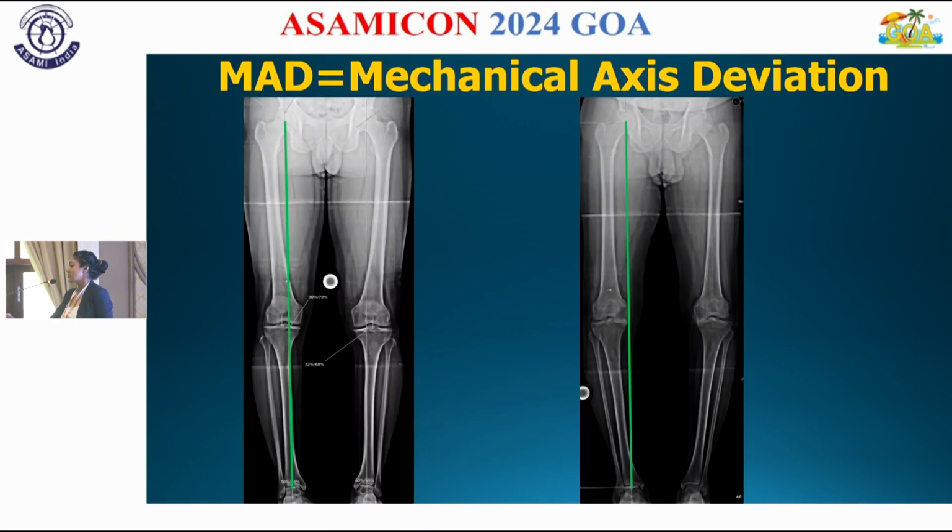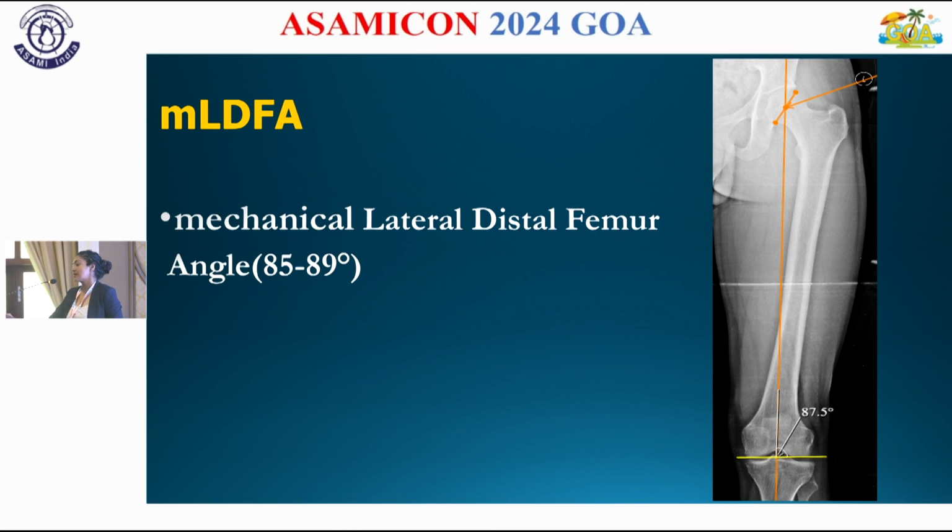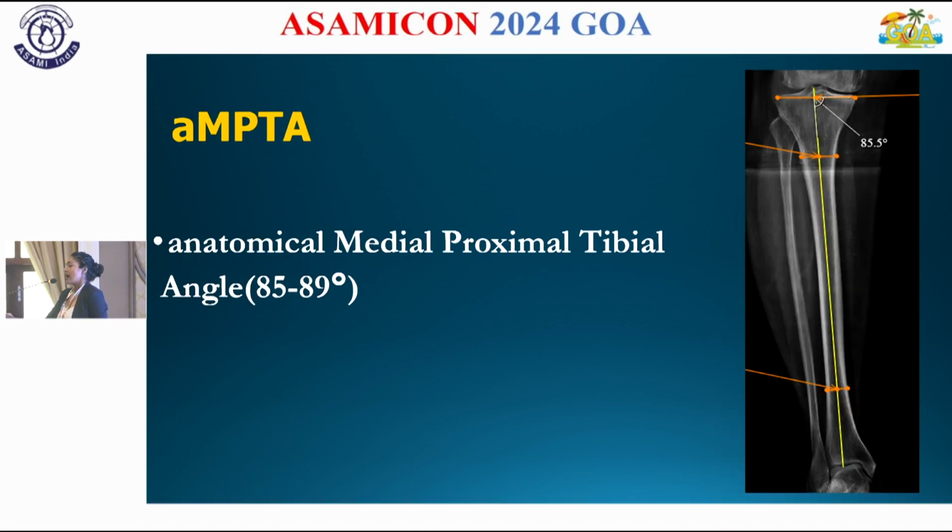Alright, so everyone knows this. This is the mechanical axis deviation, which we find out after knowing what the mechanical axis is. That's basically the Mikulicz line or the weight-bearing line. And that is what shows the overall alignment. Now, mechanical lateral distal femoral angle, which is around 85 to 89, is the angle between the femoral mechanical axis and the knee joint line. Anatomical medial proximal tibial axis, which is 85 to 89 again, is the angle between the anatomical tibial axis and the knee joint line.